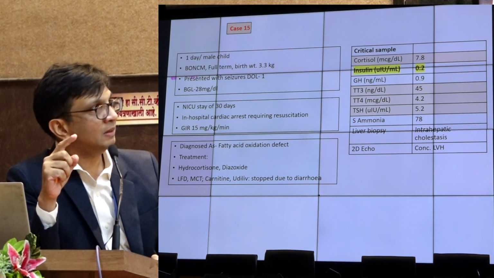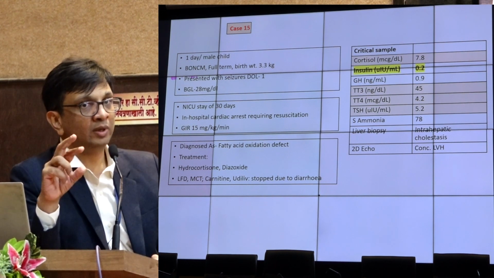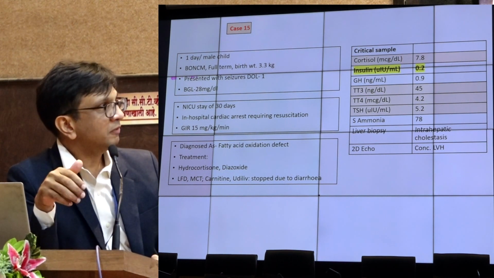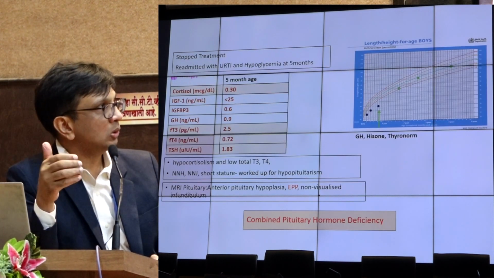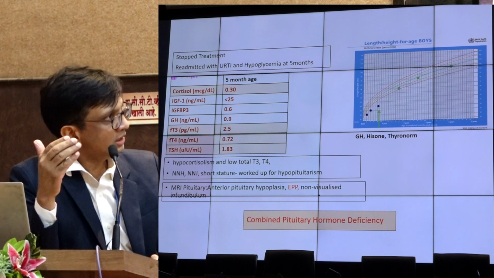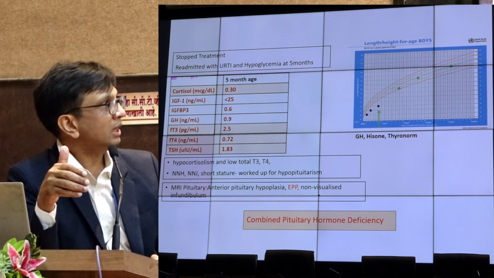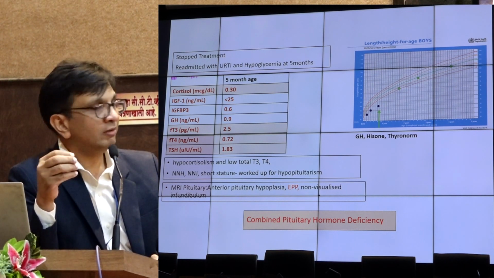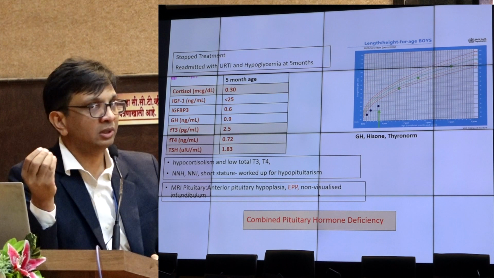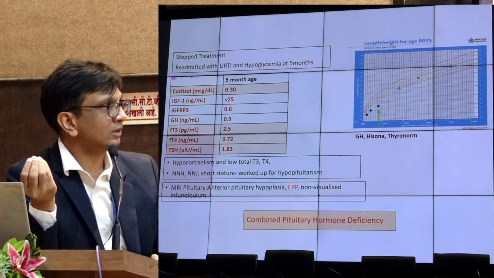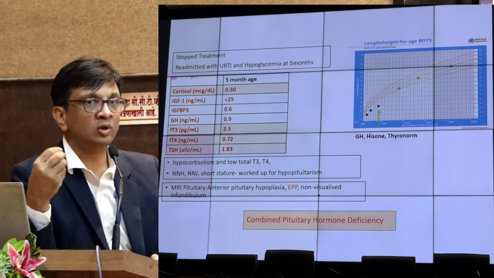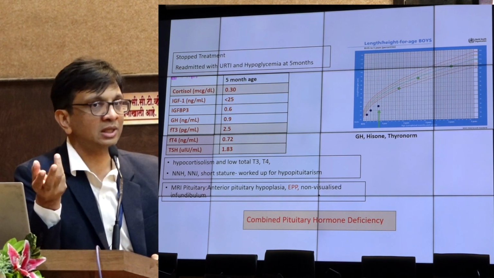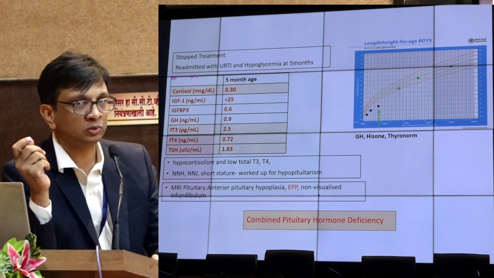Even at the critical sample, the insulin level was low, so we are not dealing with a hyperinsulinemic hypoglycemia. When he was referred and we did the tests, the cortisol was low, the GH, IGF were low. So he is a case of panhypopituitarism, and all the levels are low, including thyroid, growth hormone, and cortisol. Even an MRI showed an ectopic posterior pituitary, which was very conclusive of the diagnosis. So it's a case of combined pituitary hormone deficiency. Once we started him on hydrocortisone, growth hormone and thyroid hormone, his hypoglycemic episodes could be taken care of.